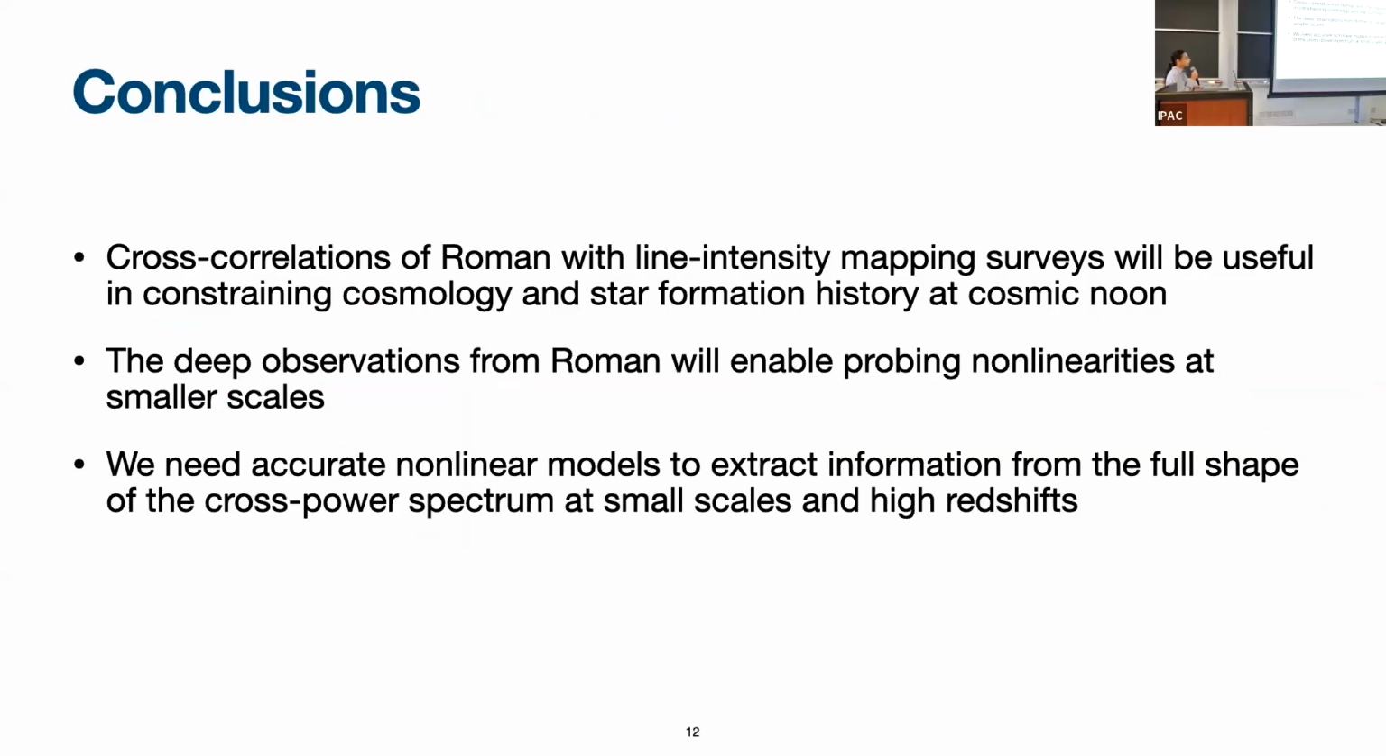So I'd like to conclude by saying that cross correlations of Roman with line intensity mapping surveys will be useful in constraining cosmology and star formation history at cosmic noon. And the deep observations from Roman will enable probing nonlinearities at smaller scales. And we need accurate nonlinear models to extract information from the full shape of the cross power spectrum at small scales and especially at high redshifts.